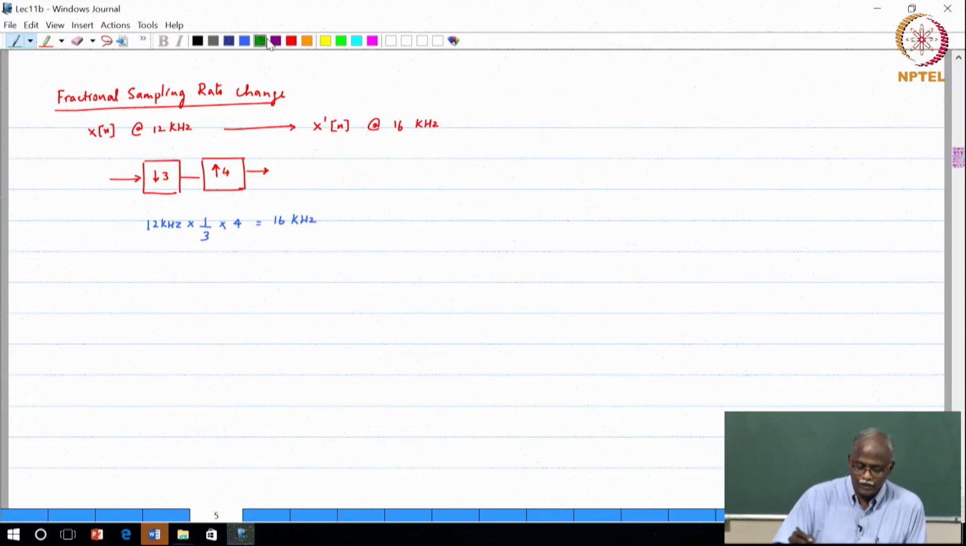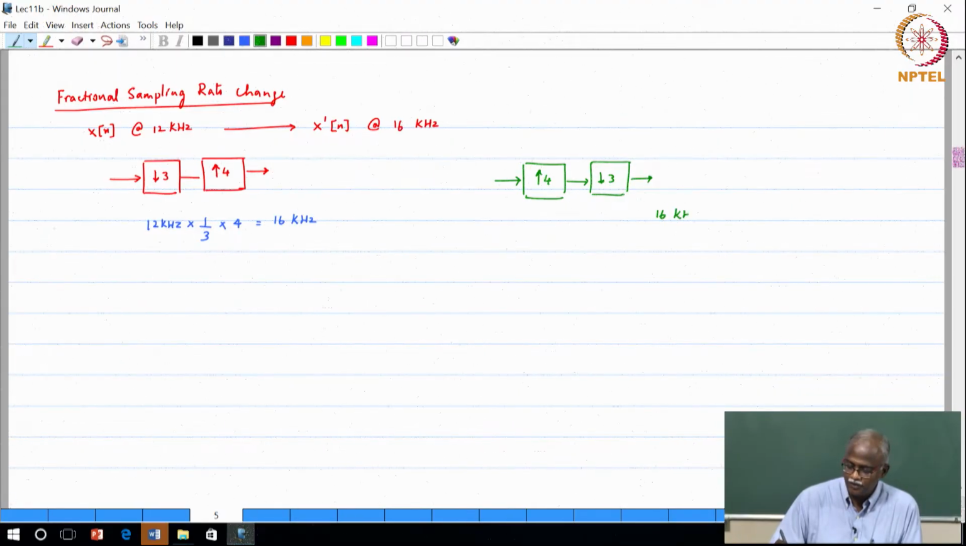And of course, we can do the upsampling first. You may say, well, you know, I heard somewhere that upsampling should be done first. So, do the upsampling by a factor of 4, downsampling by a factor of 3. Now, look at the overall sampling rate, this is also at 16 kilohertz.